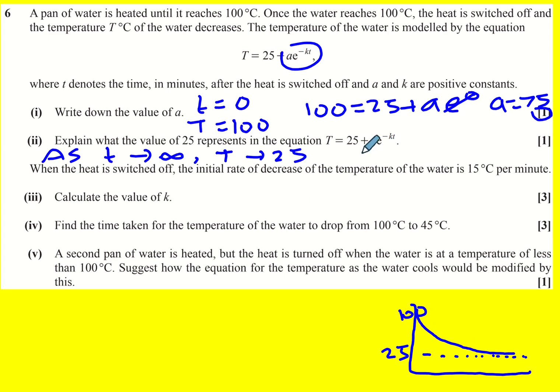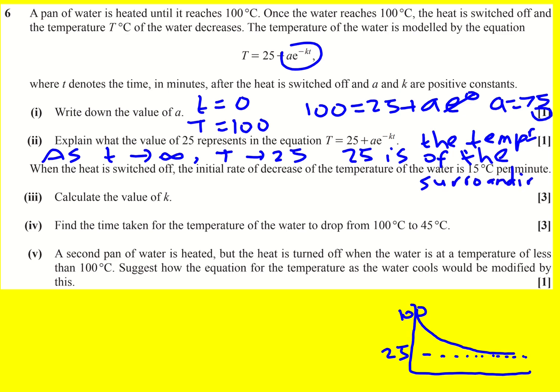So what is the 25? 25 is the temperature of the surroundings. Sorry, I'm trying to squeeze this in. I should have written it below. Sometimes referred to as room temperature, but we don't know if we're in a room or where we are. Sometimes also called the ambient temperature.